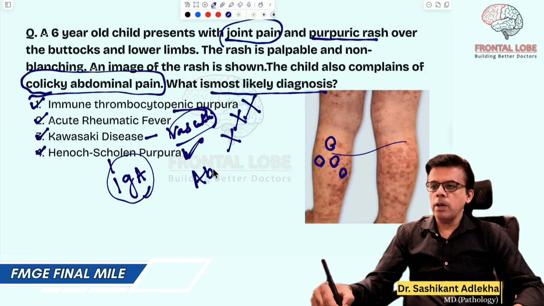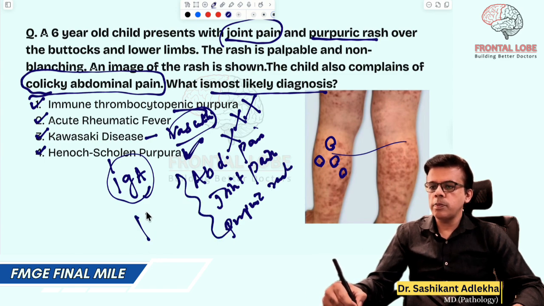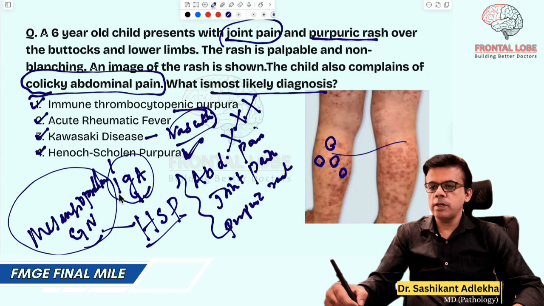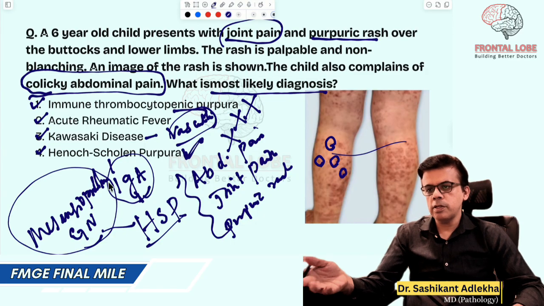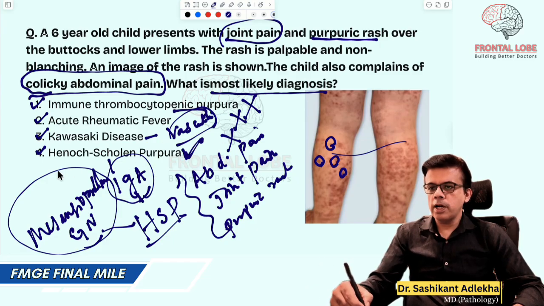So abdominal pain, joint pain, arthralgia, purpuric rashes. These are all characteristic features of HSP. And remember, very commonly asked, it is IgA type, and in the kidney it causes mesangial proliferative glomerulonephritis, just like Berger's disease, which is an isolated IgA nephropathy, and IgA nephropathy can also be seen in association with HSP. So the correct answer is Henoch-Schonlein purpura. This is the right answer.